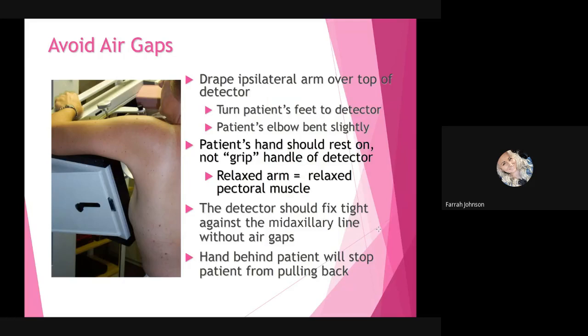And you want to make sure that you avoid air gaps. So you want to drape the ipsilateral arm over the top of the detector, and you're going to turn the patient's feet to the detector so that they are facing it. The patient's elbow is going to be bent slightly, as seen here, and the patient's hand should rest on but not grip the handle of the detector. If they grip, you're going to see a very, very tense pectoral muscle. It's much easier to position if they are just resting on the handle versus gripping it. The detector should fit tight against the mid-axillary line without any air gaps. And then the hand behind the patient will stop the patient from pulling back.